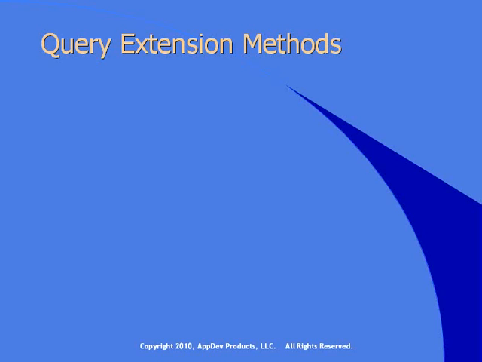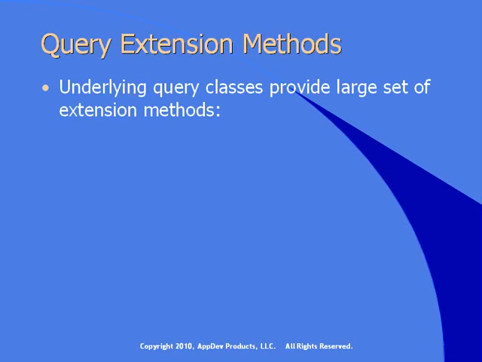We've talked about extension methods in general, but the underlying query class underneath our LINQ query provides a large set of its own extension methods. For example, the all method returns true if everything in the query return value matches some criteria, or any, which returns true if any item in the return set matches a criteria. There's average. There's where, you've already seen.